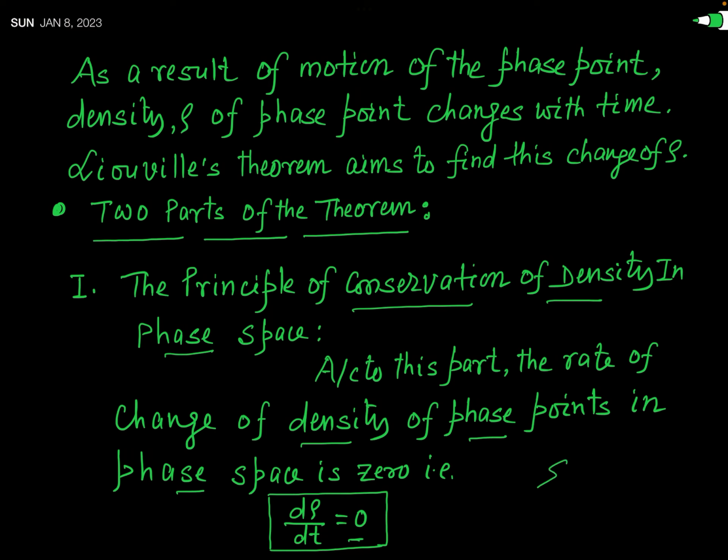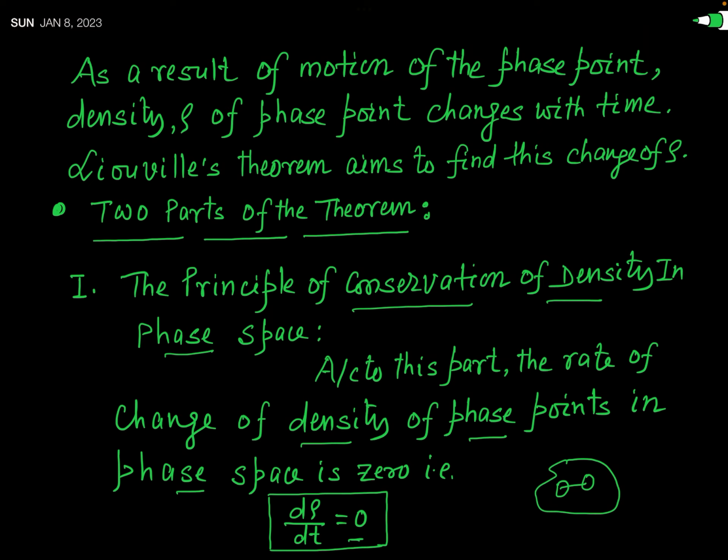It means if you consider that this boundary represents the boundary of a phase space, then in a particular region the phase point density may decrease, but in another region an equal number of phase points will increase. So as a whole, the total density of the phase points does not change with time, and that's why we simply say that the rate of change of density of phase points, or rate of change of distribution function, is equal to 0. So this is the first part of Liouville's theorem, which is called the principle of conservation of density in phase space.